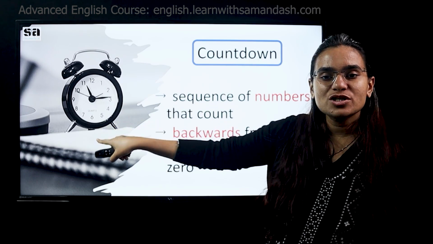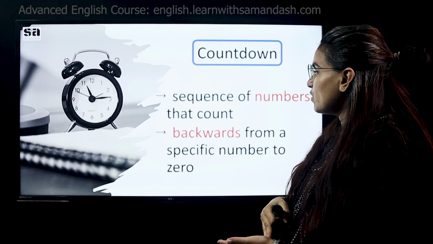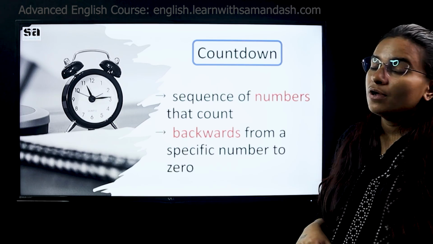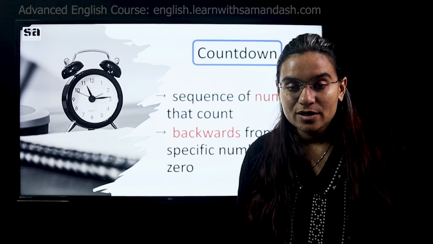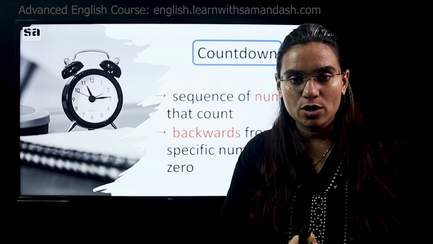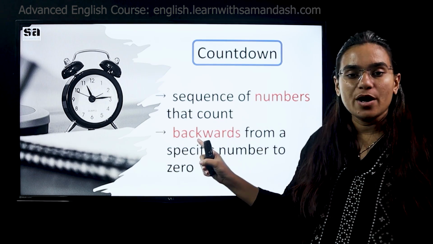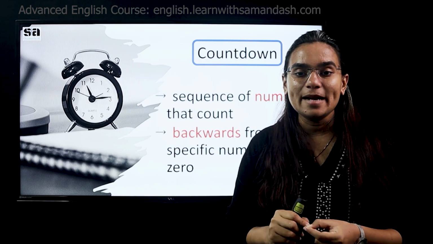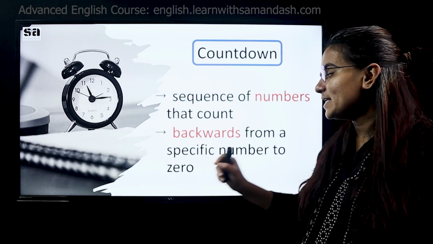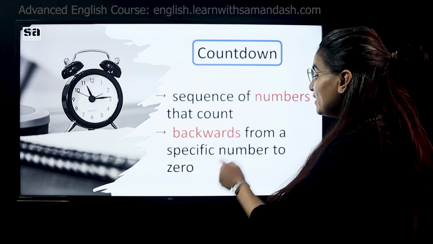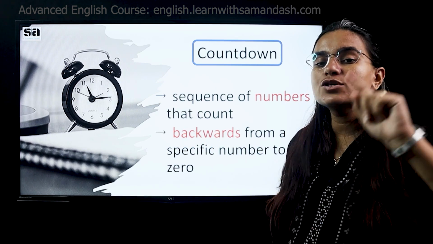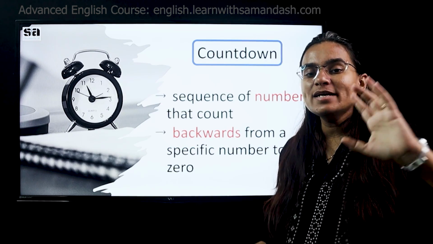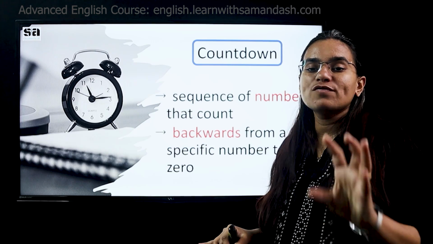Countdown can be related to a watch. Countdown can be related to numbers. What we are talking about here is a sequence of numbers that count backwards from a specific number to 0. For example, there are only 10 minutes left for New Year to start, or for midnight, 12 o'clock. Somebody starts the countdown. By the time there are only 10 seconds left to midnight, people will start counting from 10, 9, 8, 7, 6, 5, 4, 3, 2, 1, 0. So it always goes backwards, from a specific number to 0, from 10 to 0, from 20 to 0. This is an important aspect of the word countdown.